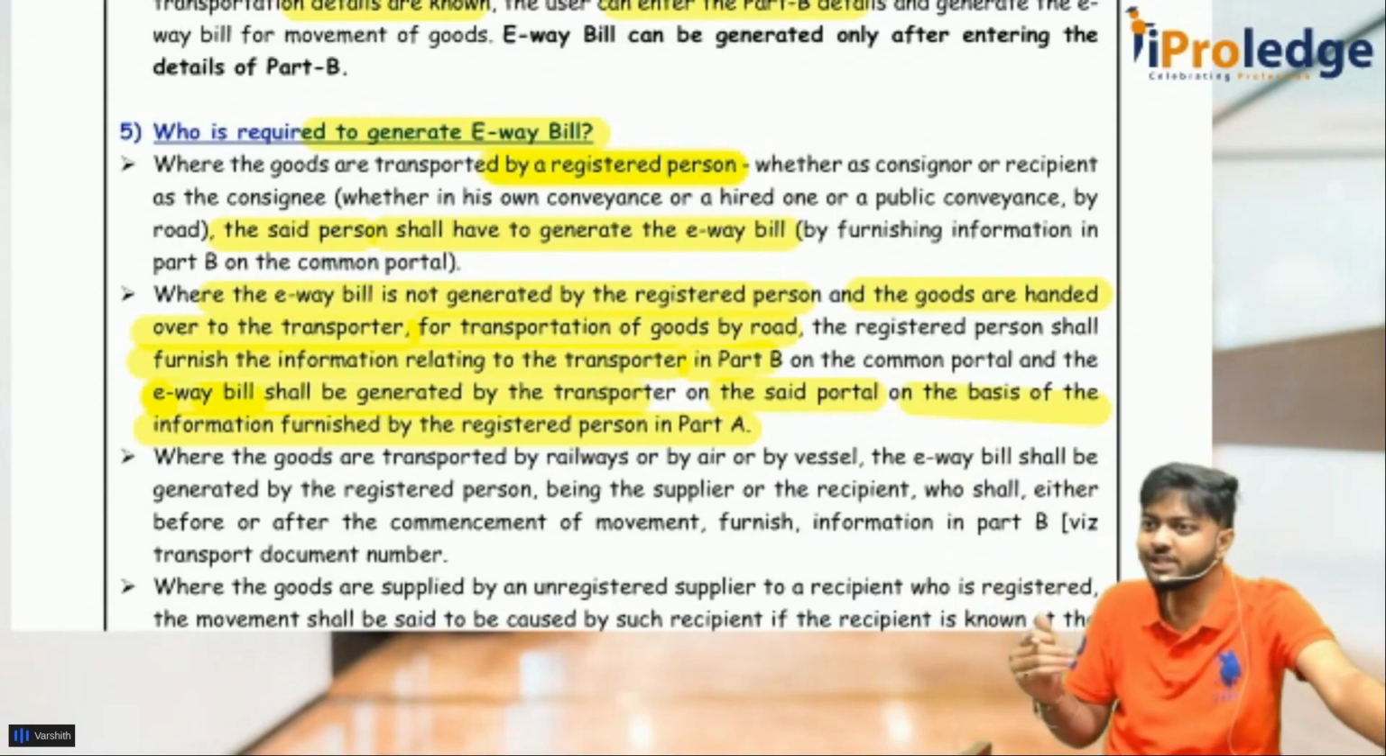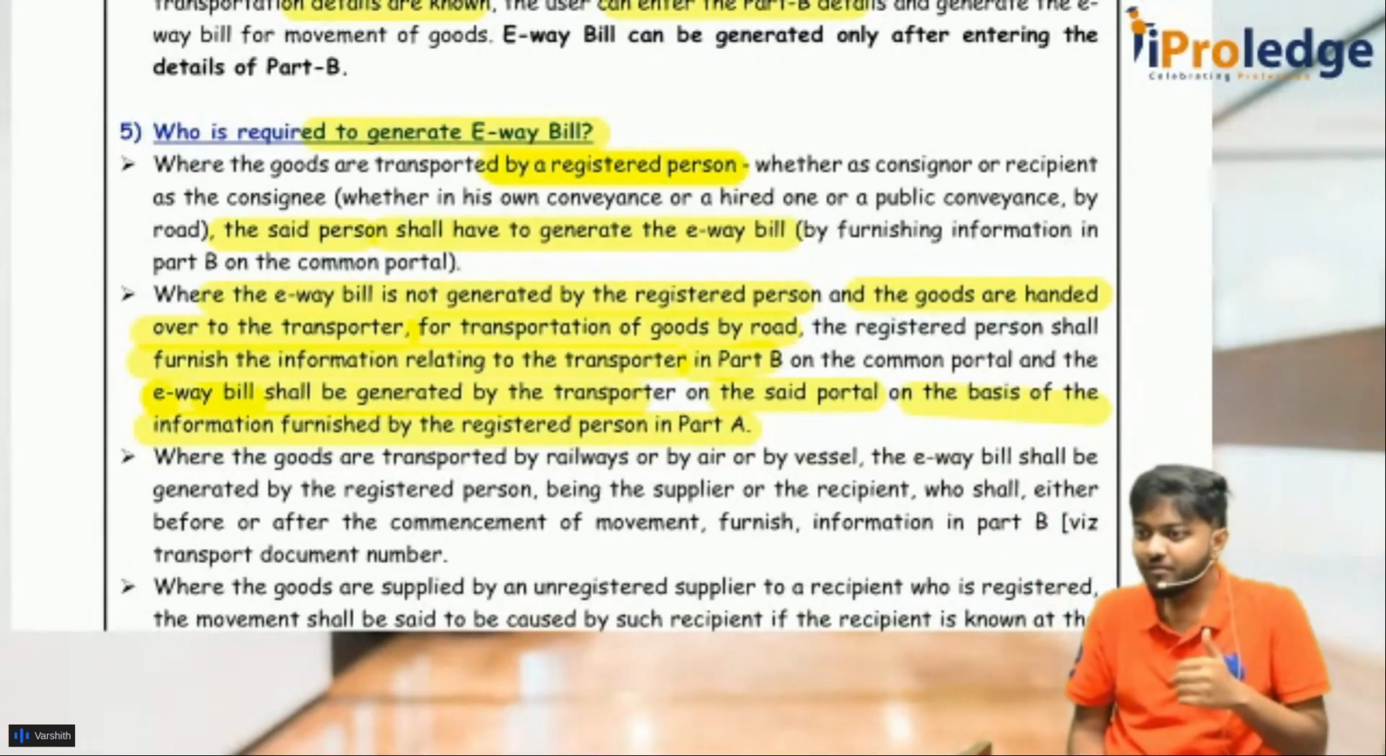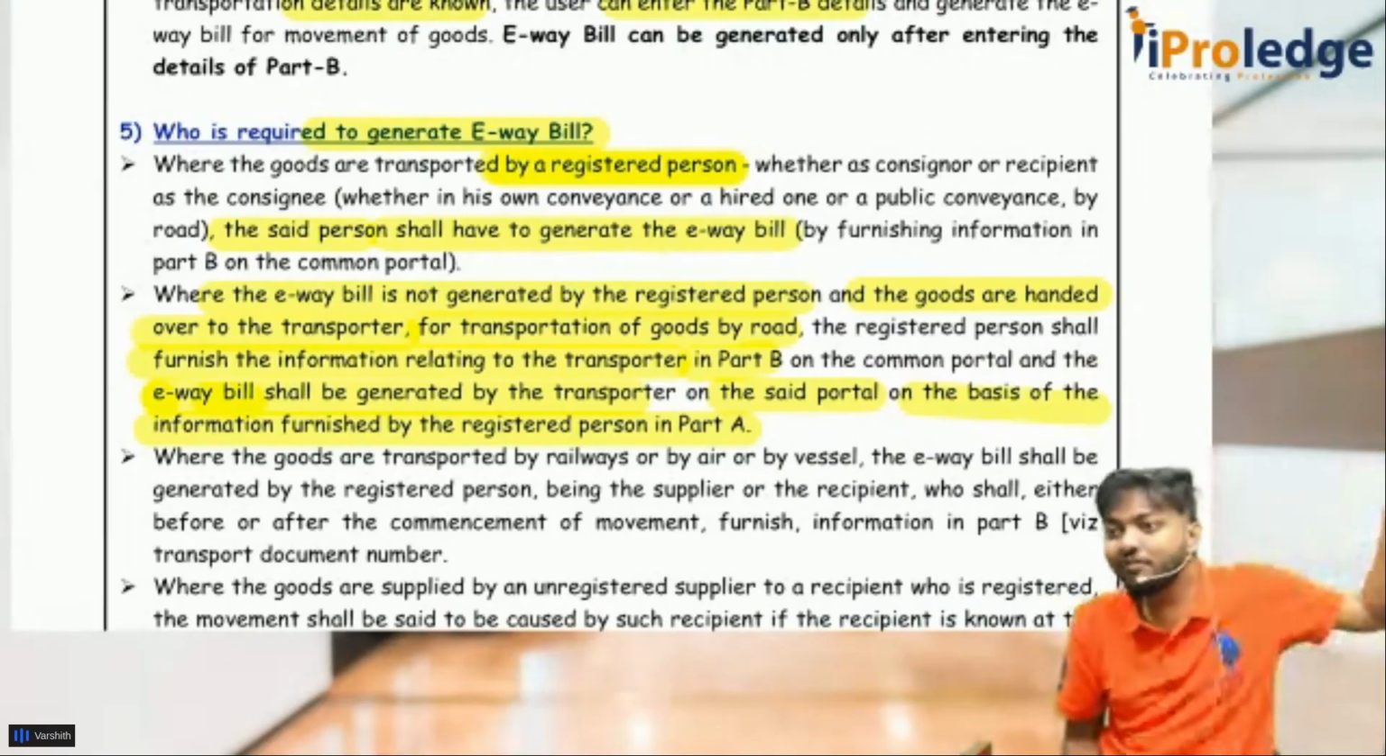The liability is then towards the transporter only. That guy's service is transportation. Now he is also taking the liability of generating the e-way bill on behalf of the supplier.